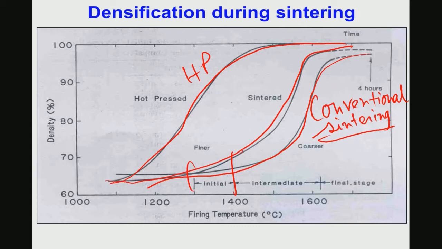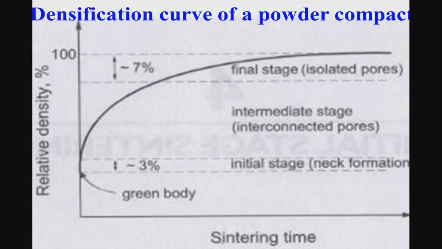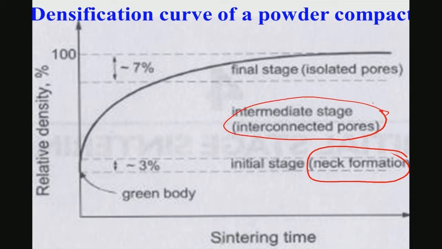What I would like you to notice here is that during the initial phase of sintering, the density increases. Then in the intermediate phase of sintering, there is the largest increase in density. That means maximum densification takes place, or maximum removal of pores from the powder compact takes place. In the final stage of sintering, it reaches almost the end, and the density change is much smaller. So, in the initial stage there is neck formation, in the intermediate stage there is interconnected pore formation, and in the final stage of densification there is closed pore formation.